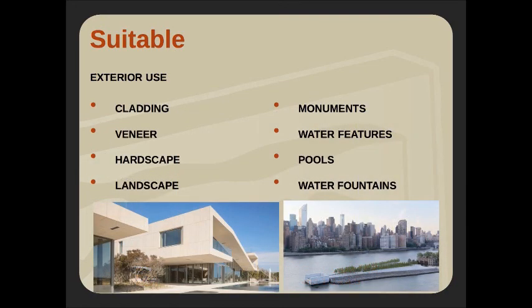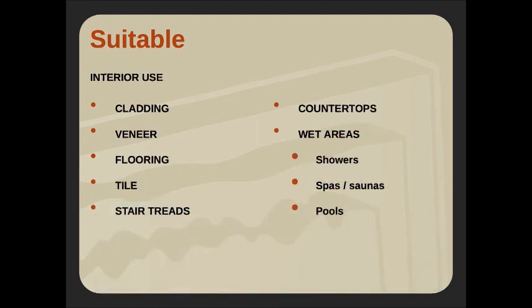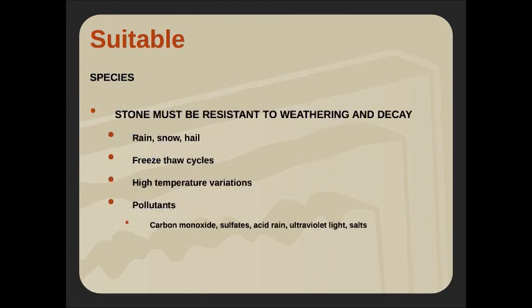As we're considering how we're going to use it, there's obviously a lot of different ways to use the stone outside: cladding, veneer, hardscape, landscapes, monuments, water features, pools, right? And each one of these is going to have a different requirement for the particular material we're going to use. Interior, very similar. We might see a little more use of spas, showers, which, in wet areas in general, are going to raise a few more questions that we need to make sure we're going through. So, running through these, is it suitable? There's a number of things we need to consider.